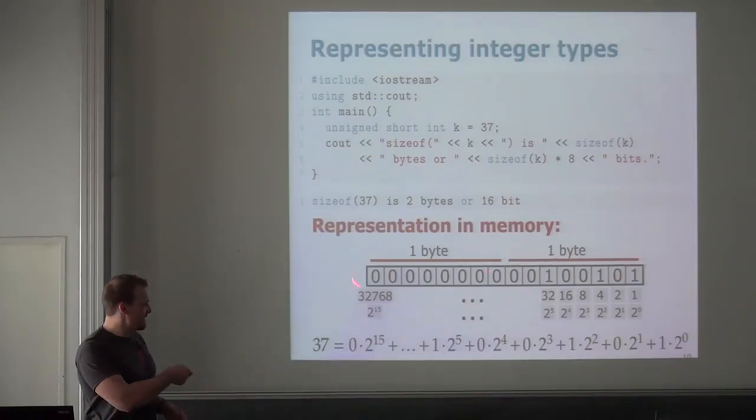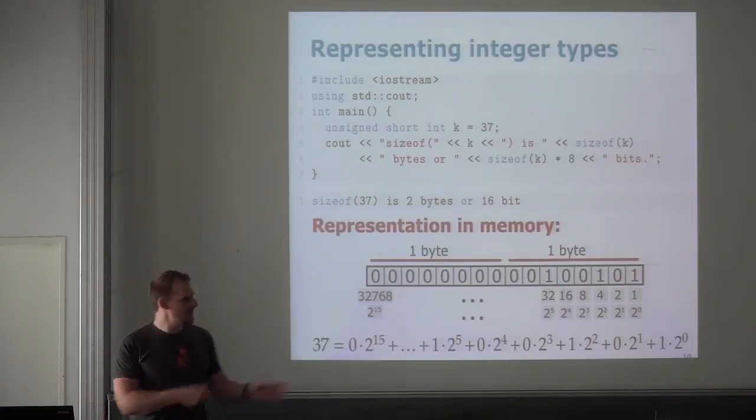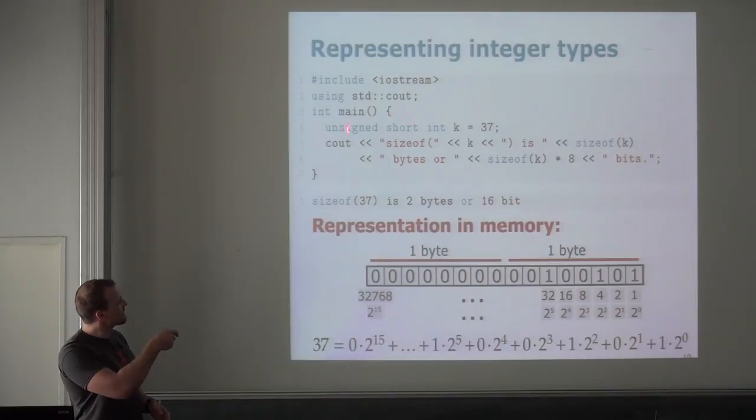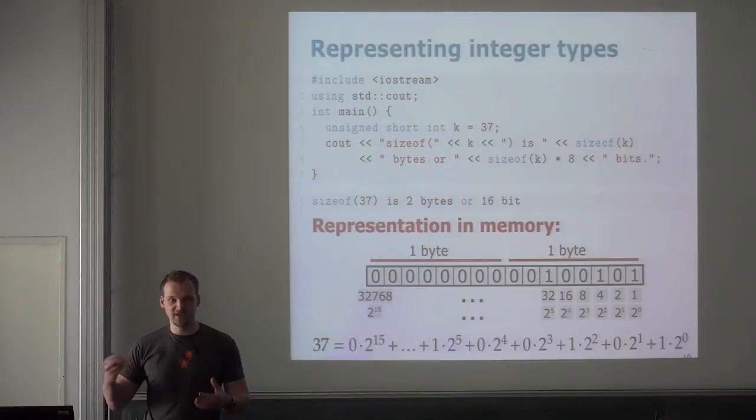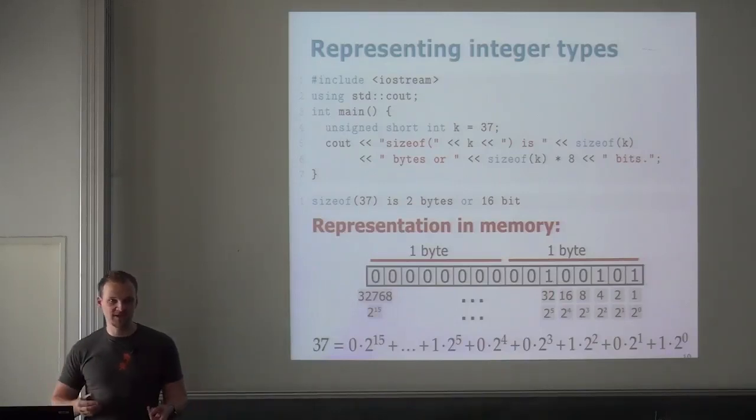You can show it like this. You can say, this is my integer. This is 1 byte. 1 byte is 8 bits: 1, 2, 3, 4, 5, 6, 7, 8. And another one is another 8 bits, and this is my second byte. So this is the representation of this unsigned short integer k. It doesn't have a sign, it's just 2 bytes, and we want to represent 37. How do we do it?